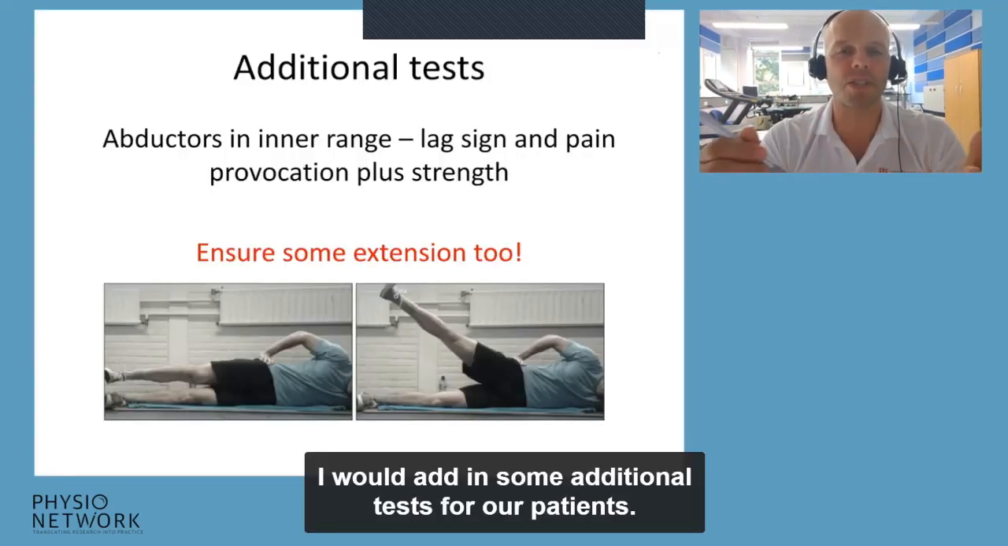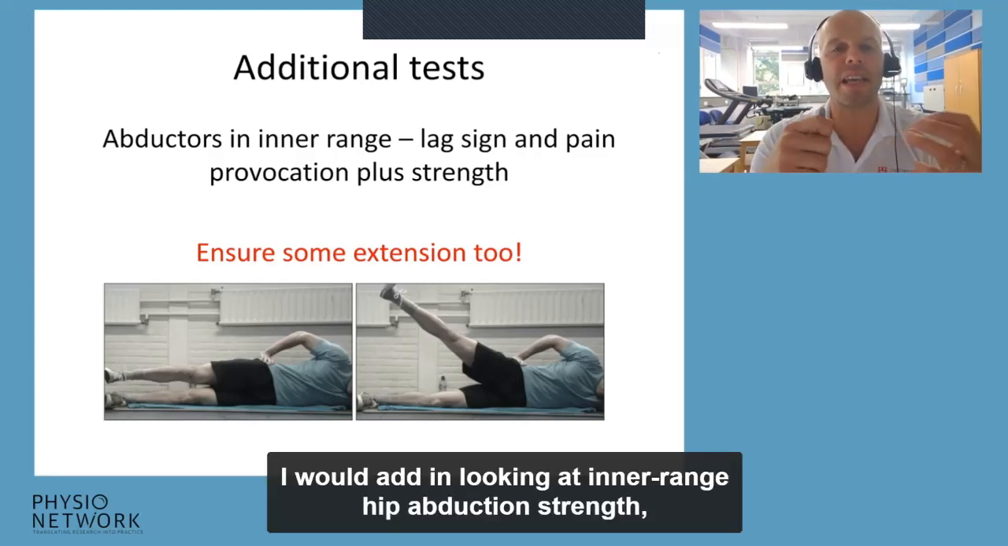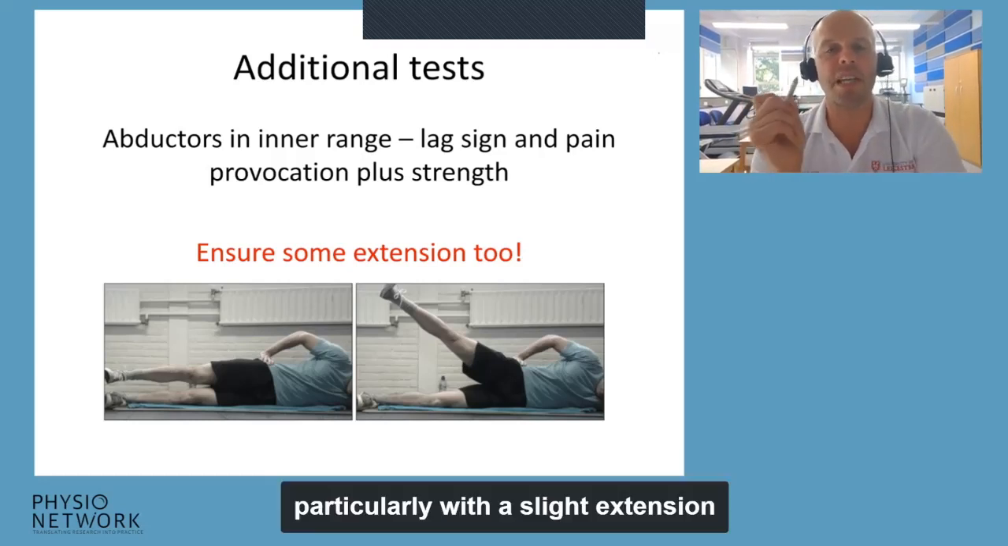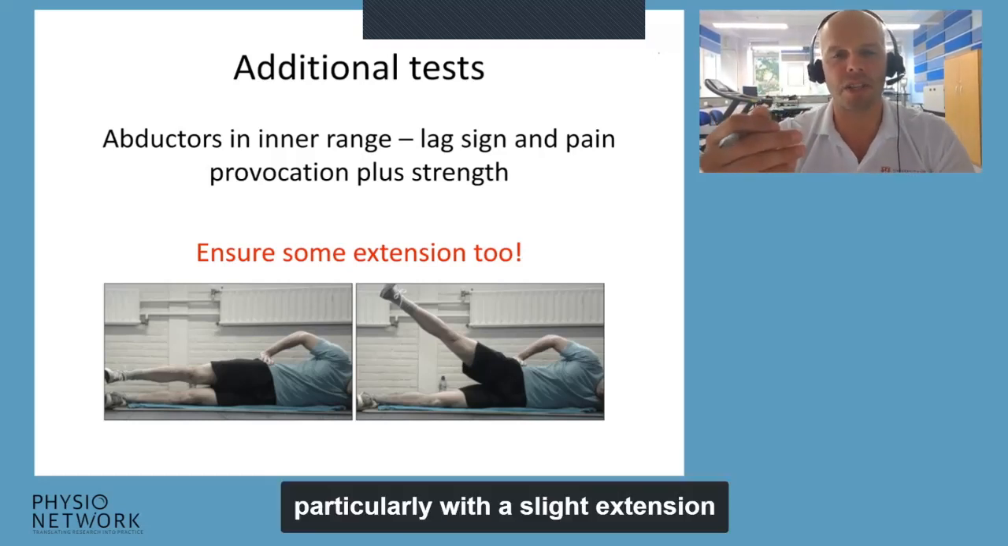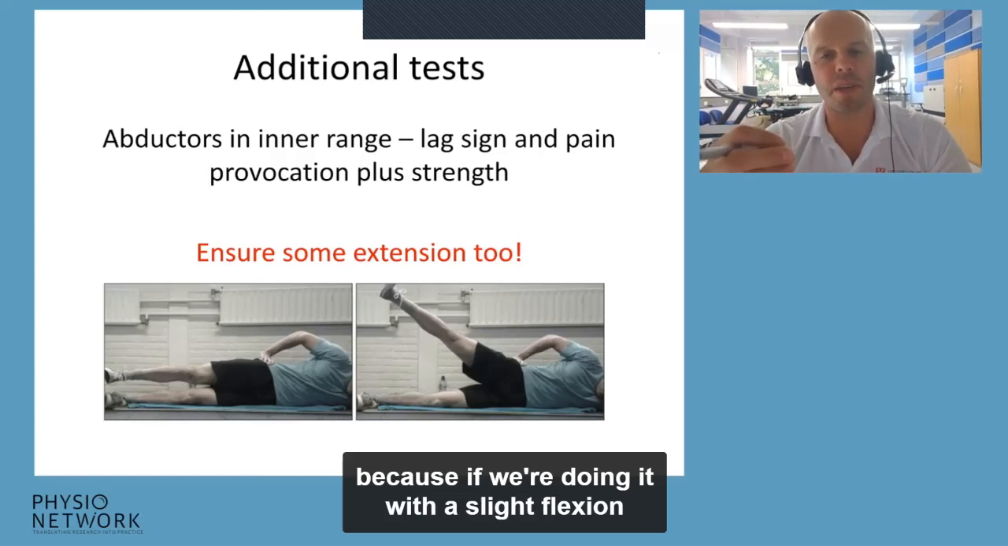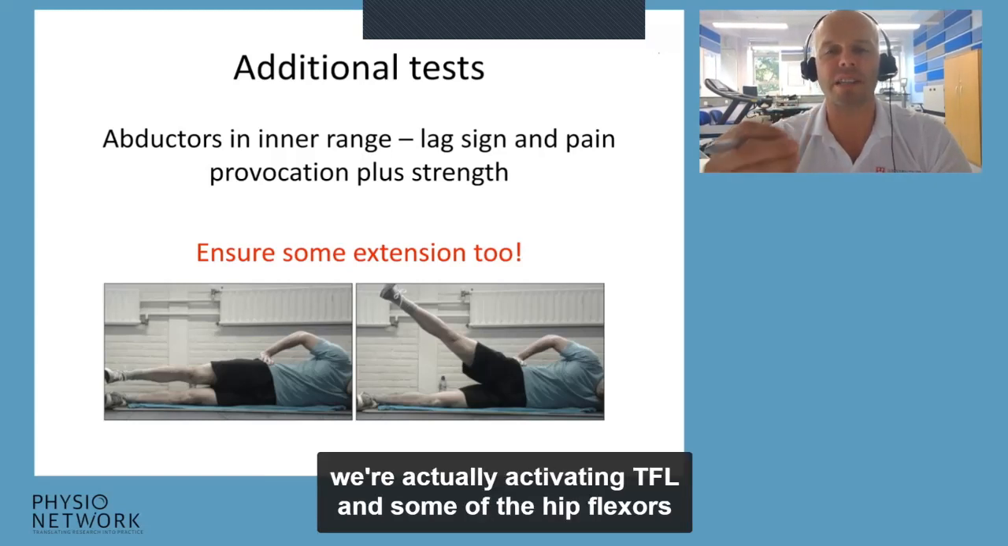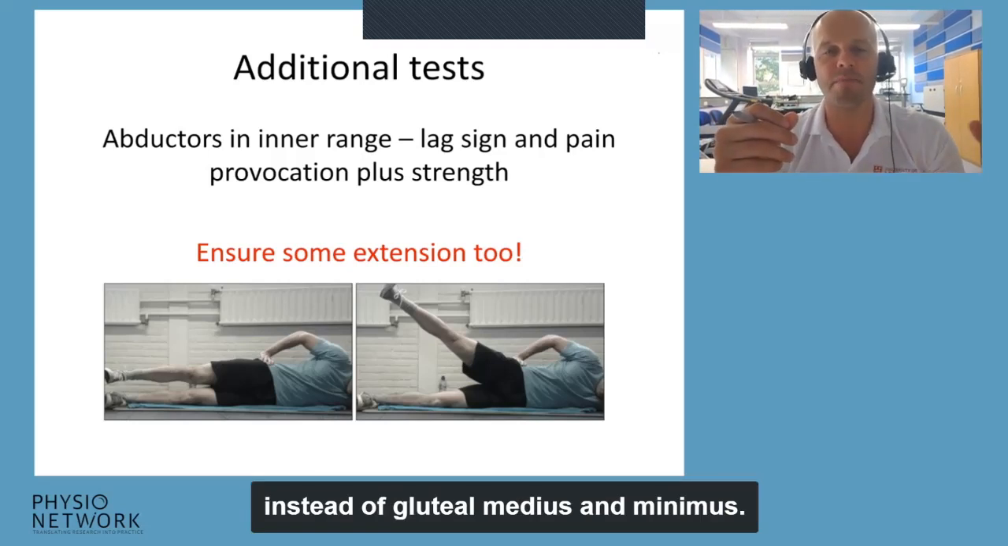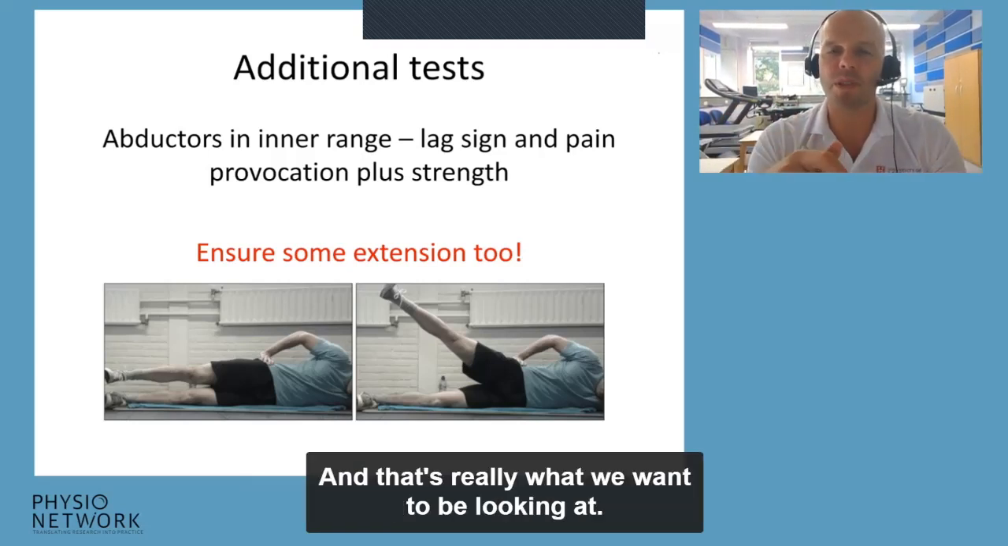I would add in some additional tests for our patients. I would add in looking at inner range hip abduction strength, particularly with a slight extension, because if we're doing it with a slight flexion, we're actually activating TFL and some of the hip flexors instead of gluteal medius and minimus, and that's really what we want to be looking at.